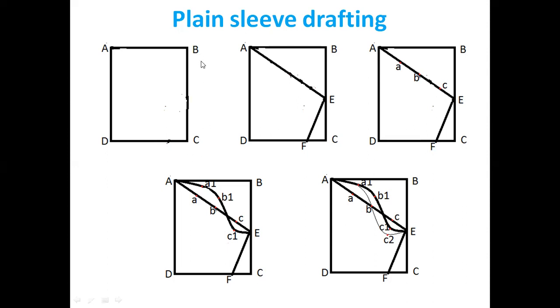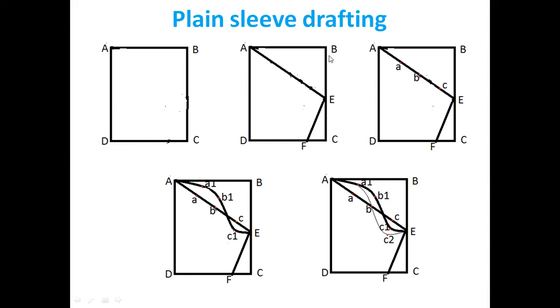That parallel line is called BC. So BC is also the sleeve length. Then similarly, you have to draw a parallel line to AB, that is CD. CD is parallel to AB. So you will be getting a perfect rectangle. So this is step 1. You have to move on to step 2.